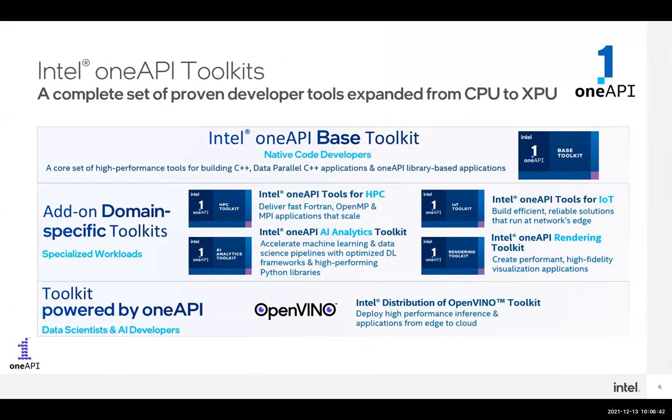The next slide talks about the product implementation of oneAPI, which Intel provides as the Intel oneAPI toolkits, which is our reference implementation. It includes a complete set of developer tools for XPUs for advanced porting, analysis, debugging. First, there is the oneAPI base toolkit consisting of a set of core high performance tools for building C++ and data parallel C++ applications. Second, there are a number of toolkits for specific purposes, for HPC, for AI, for IoT, rendering, and so on. Third and last, we have toolkits which are powered by oneAPI. One example is shown here. It's OpenVINO, which is a comprehensive toolkit for development of applications such as human vision, automatic speech recognition, natural language processing, and others.